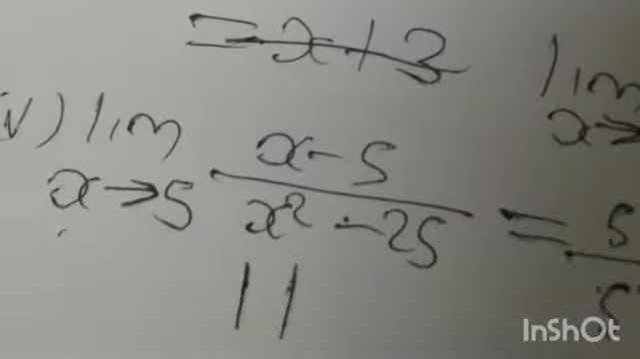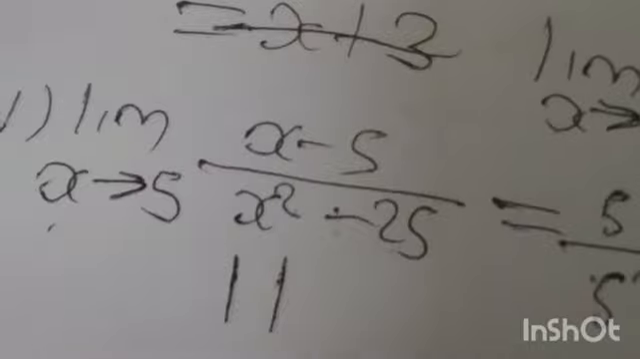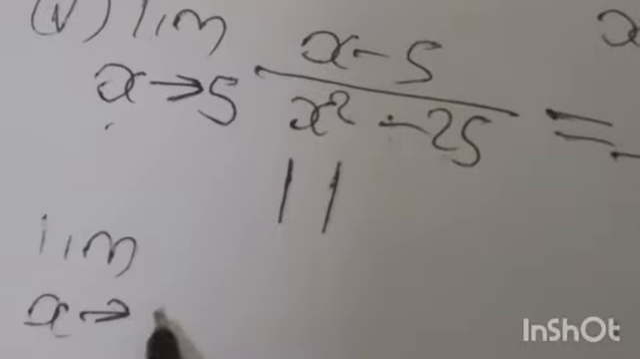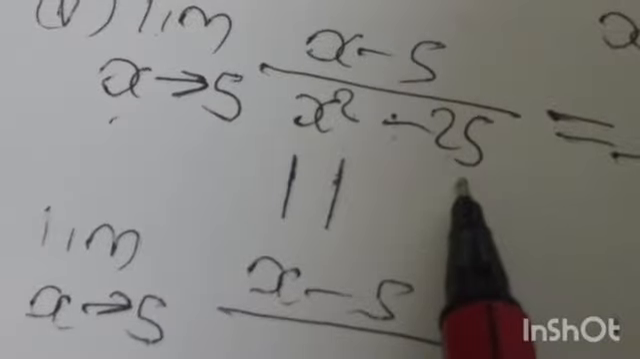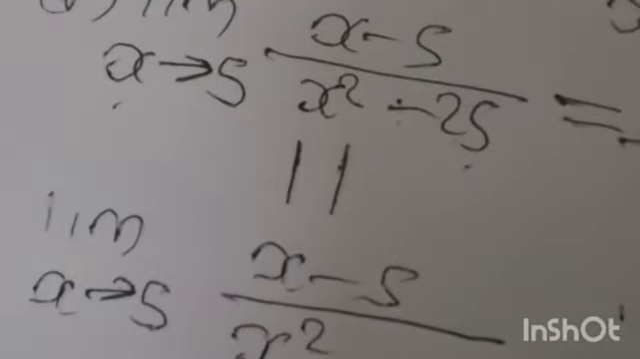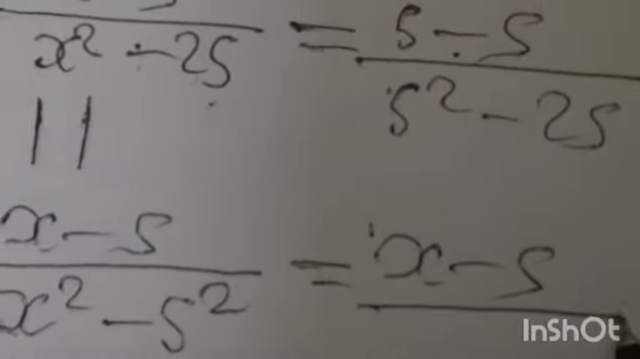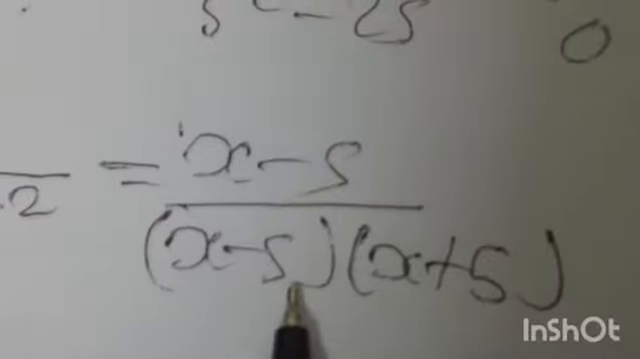difference of two squares. So you have the difference of two squares here. You have x squared minus 25. So you will do it as the limit as x approaches 5 of x minus 5 over x squared minus 25. What number do you multiply two times that will give you 25? So you will see that it's x squared minus 5 squared, which will be the same as x minus 5 over, for difference of two squares, x minus 5 times x plus 5. So you have something common in the numerator and something common in the denominator.